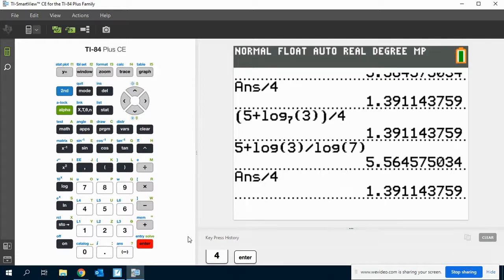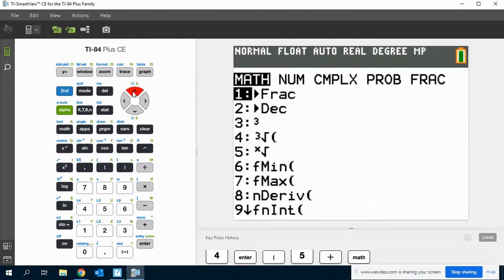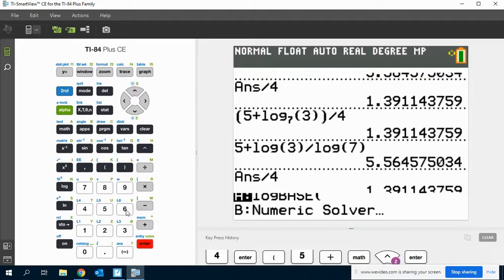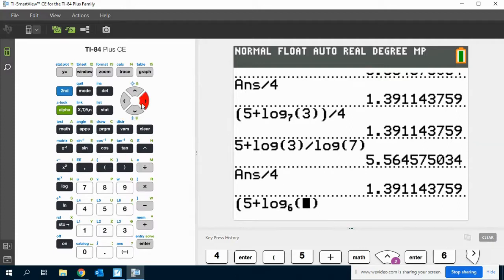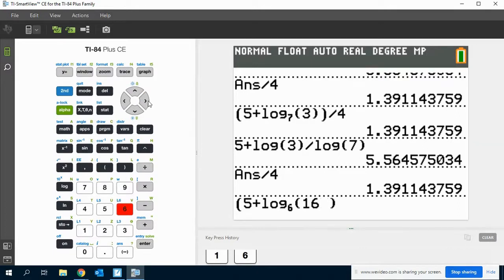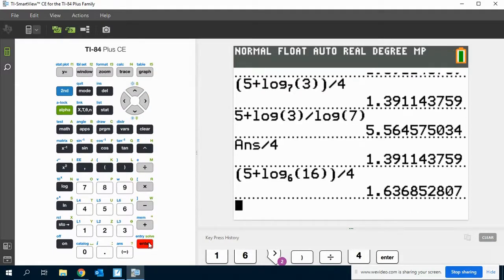It would be very similar for the other problems, so I'll just do that real quick. I'll do it all in one line. So the last problem was 5 plus log base 6 of 19, and then I'm going to end the parentheses and divide that by 4. And my approximated answer for the last problem would be about 1.637.